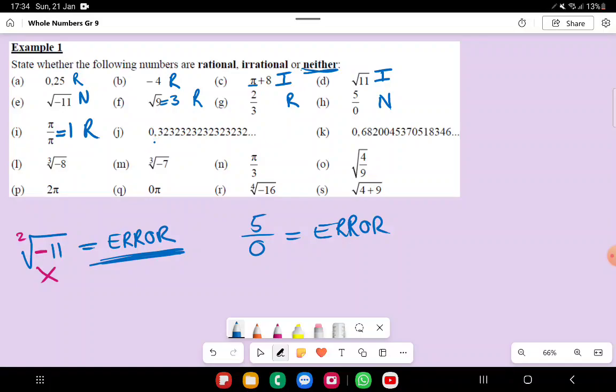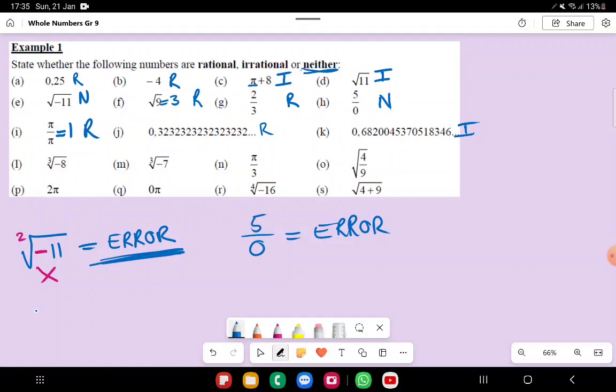0.232323. This number, as it repeats, is going to be a rational number because although it's non-terminating, it is recurring. So it's predictable. I know what the next numbers are going to be. K, on the other hand, has got a variety of numbers that I cannot predict. I don't know what's coming after the 4-6 because 682004537, there's no pattern over there. So this one is irrational, having no pattern.